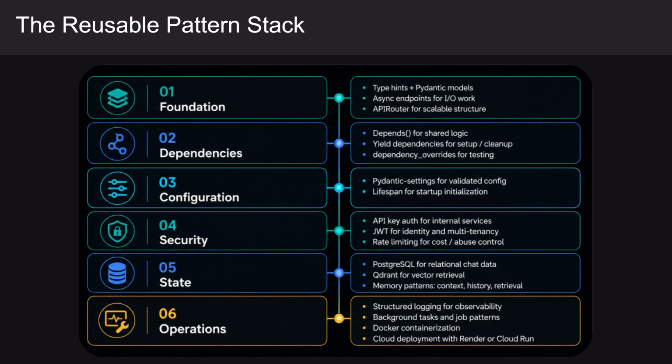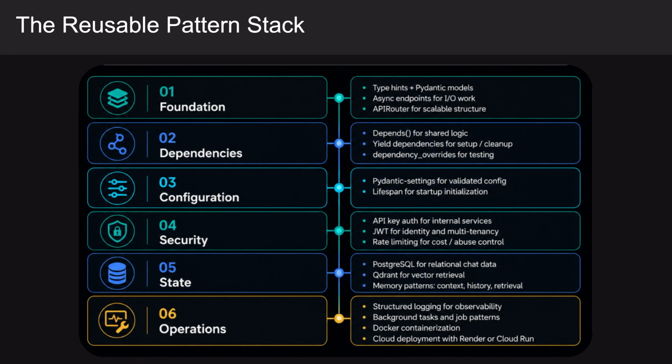Look at the 6 layers on screen. These are not things you learned once. This is the toolkit you take into every AI backend project. Layer 01, foundation, type hints, Pydantic models, async endpoints for I/O work, APIRouter for scalable structure. Layer 02, dependencies, Depends for shared logic, yield dependencies for setup and cleanup, dependency_overrides for clean testing. Layer 03, configuration, pydantic-settings for validated config, lifespan for startup initialization.